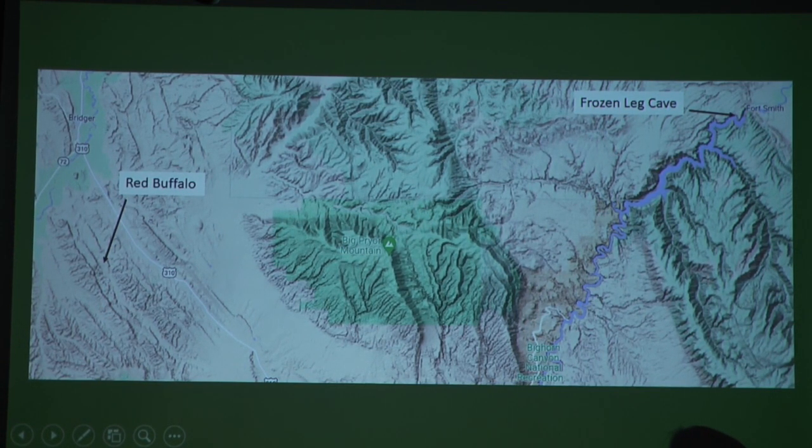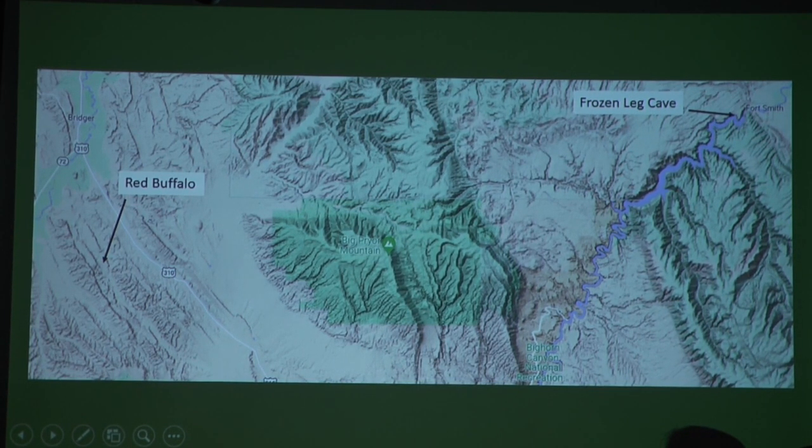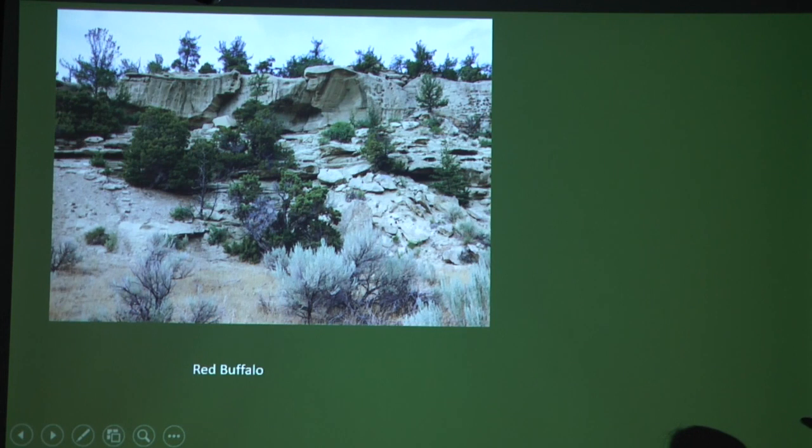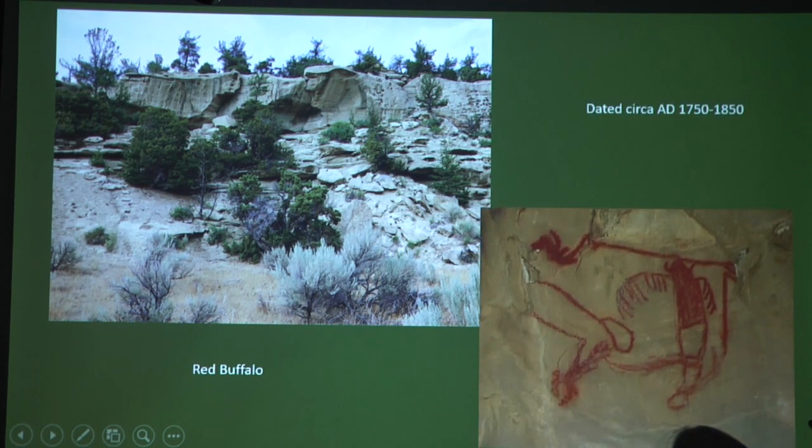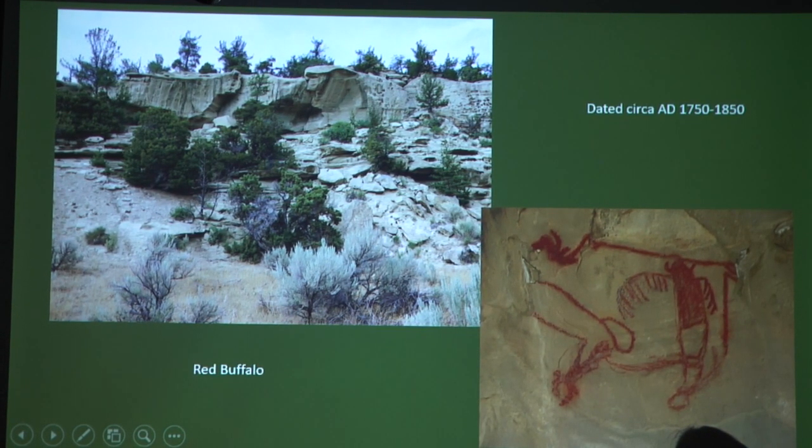So Red Buffalo is a site that I think many of you have probably been to if you've been to Weatherman Draw. It's about a quarter mile north of the entrance to Weatherman Draw. And here it is. You can see it from the road, actually, when you drive in there. And there are a bunch of figures in the site, about 5 or 6 other figures there. But this is the figure I want to talk about.